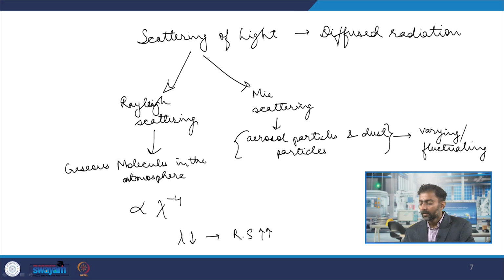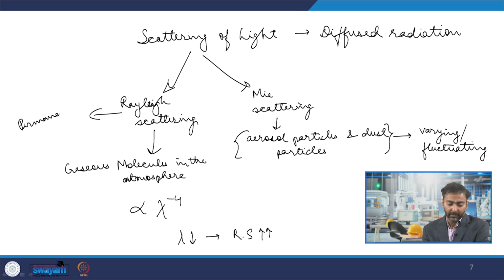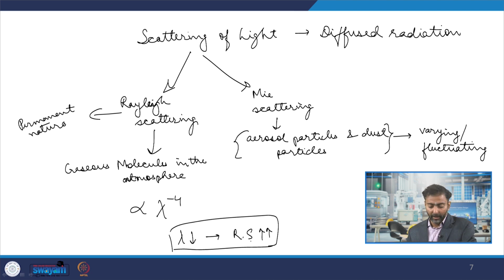whereas Rayleigh scattering is more of a permanent nature. It's always there because the composition of the atmospheric gases is more or less steady or constant at a particular location. So Rayleigh scattering is the base phenomenon which is creating the diffused light through scattering, whereas on top of that base phenomenon there is a superimposition of the varying or fluctuating Mie scattering.